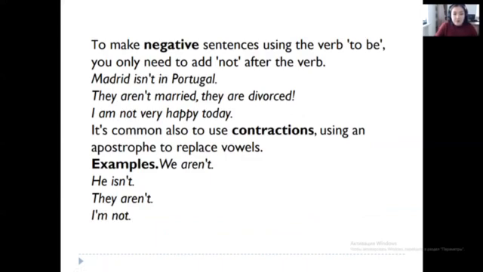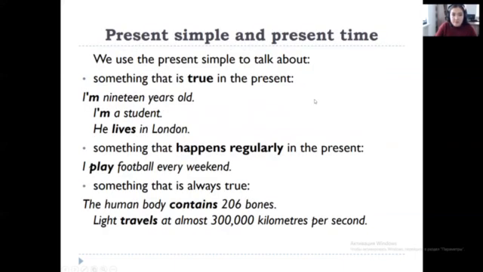For example, Madrid isn't in Portugal. They aren't married, they are divorced. I am not very happy today. It's common also to use contractions with an apostrophe to replace vowels. Examples: we aren't, he isn't, they aren't, I'm not.